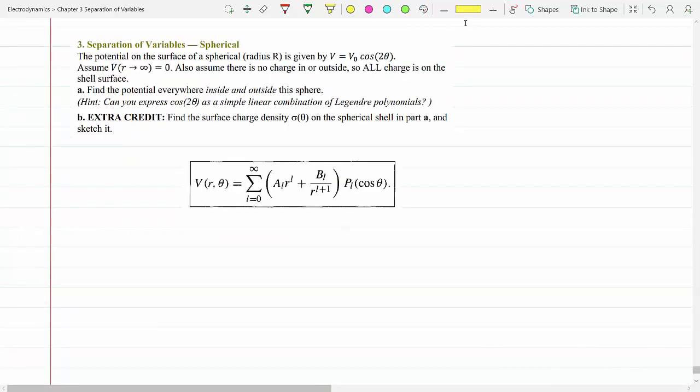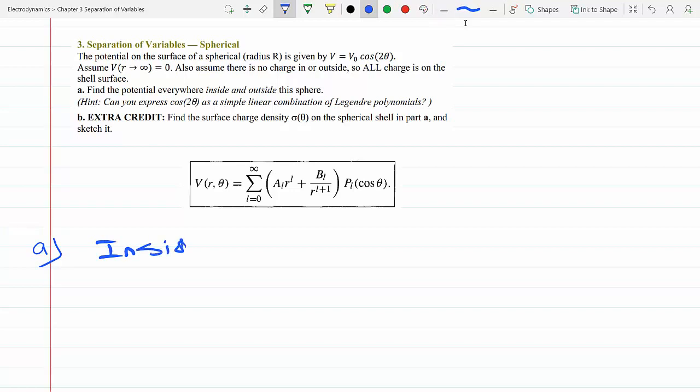Okay, we will start inside the shell and we'll work our way out to find the potential. So inside, i.e. that's where r is less than or equal to capital R.